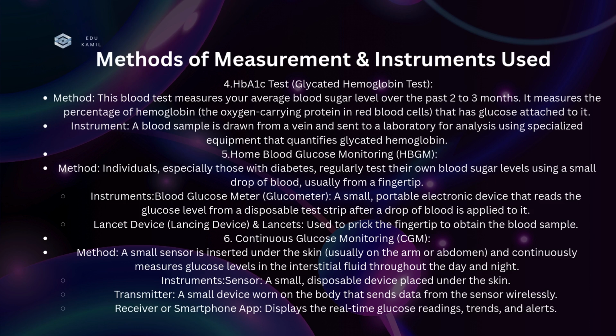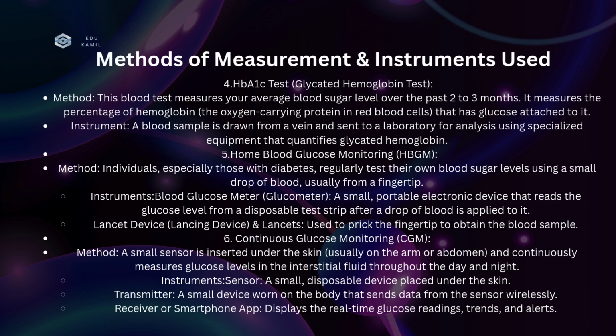5. Home blood glucose monitoring, HBGM. Method: Individuals, especially those with diabetes, regularly test their own blood sugar levels using a small drop of blood, usually from a fingertip. Instruments: Blood glucose meter, glucometer, a small, portable electronic device that reads the glucose level from a disposable test strip after a drop of blood is applied to it. Lancet device, lancing device, and lancets, used to prick the fingertip to obtain the blood sample.